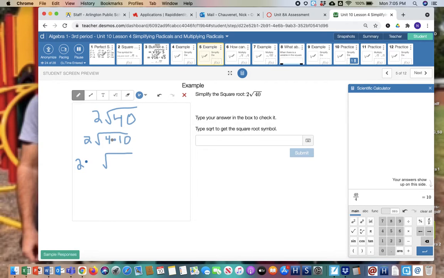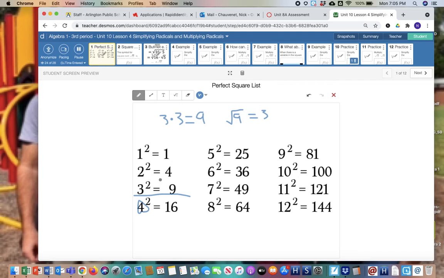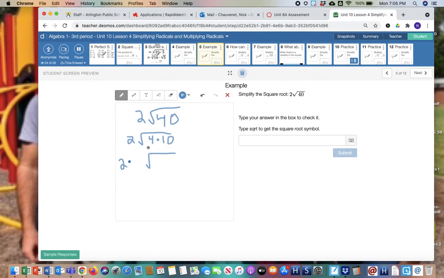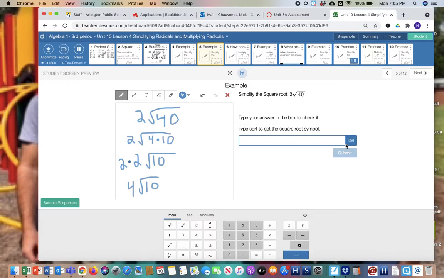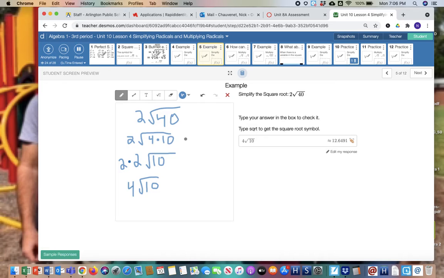Okay, now what is the square root of 4? Well, again, the better you know these numbers, the quicker you can do this. So the square root of 4 is 2. Okay, so then the 2 comes outside and the 10 stays inside. Well, now what's 2 times 2? 2 times 2 is 4. So you get 4 square root of 10, and that would be my answer there. Okay, so 4 square root of 10. Okay, so notice the only difference here was when a number went on the outside, it multiplied with what was already on the outside. So that's simplifying radicals.